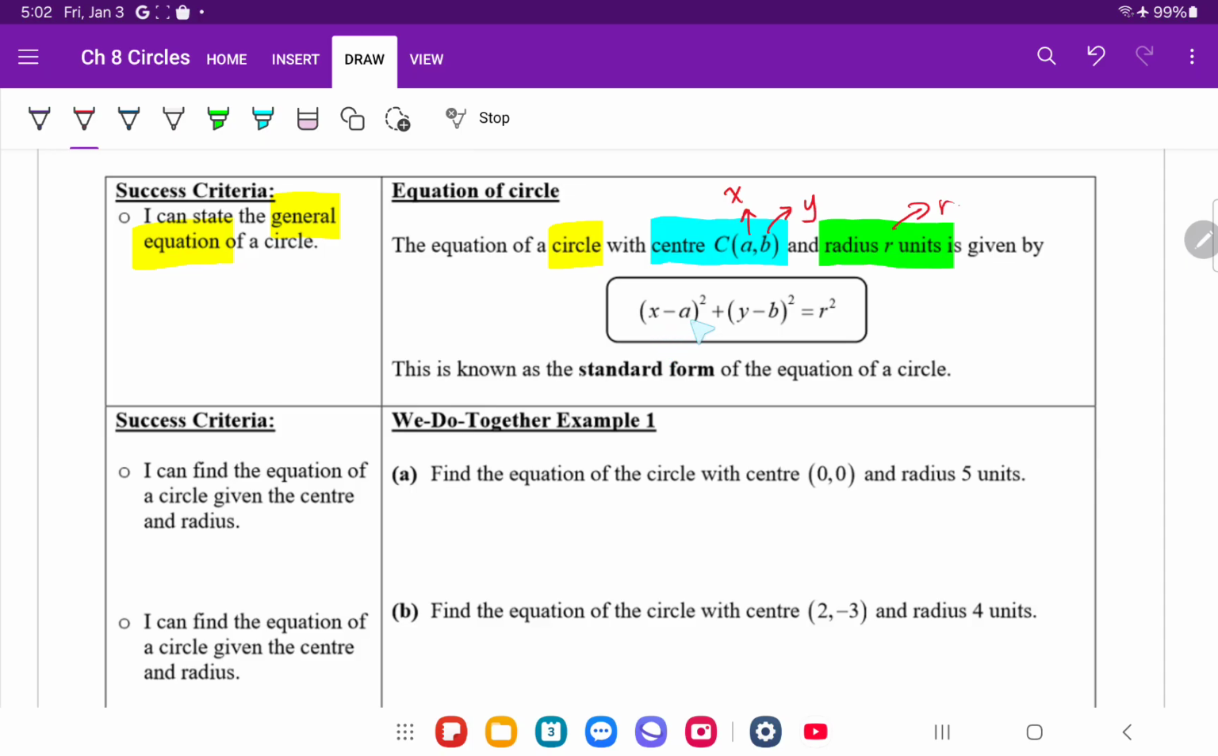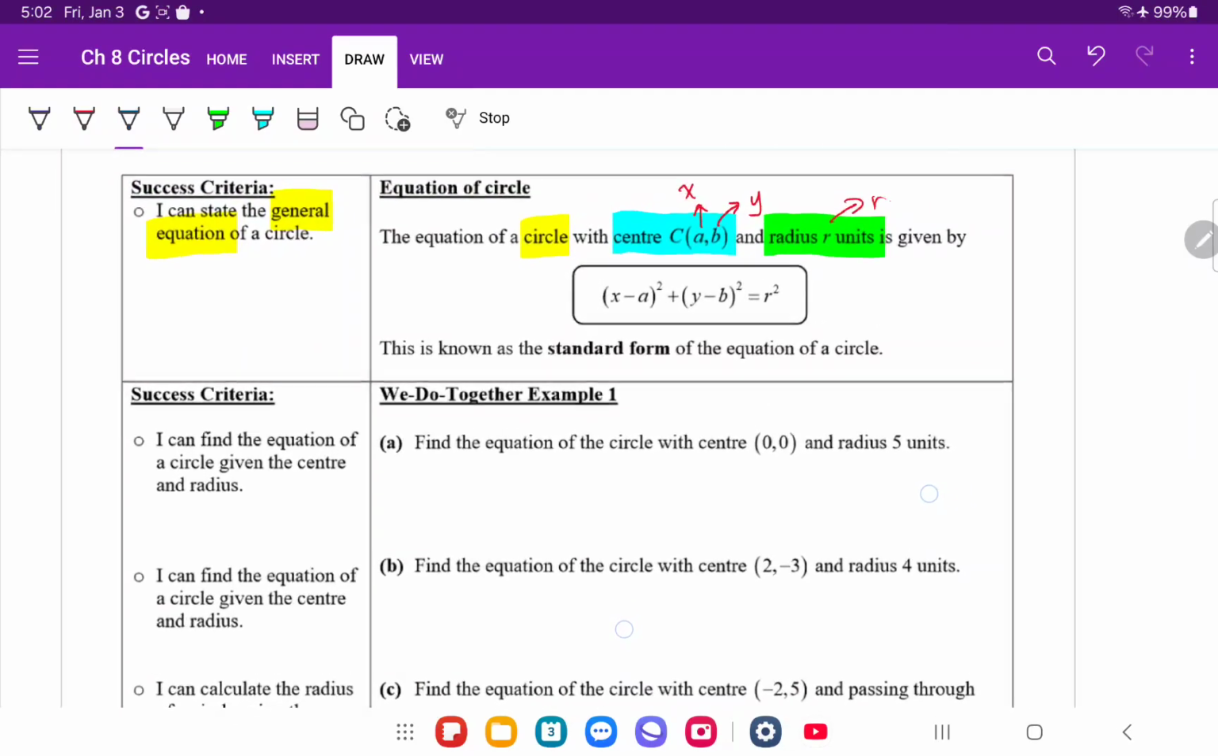You should be able to write the equation of a circle in this particular format. x minus a whole thing squared plus y minus b whole thing squared equals r squared. This is known as the standard form of the equation of a circle. Sometimes we also say the general equation. Now with that in mind, let's do the example together for example 1.